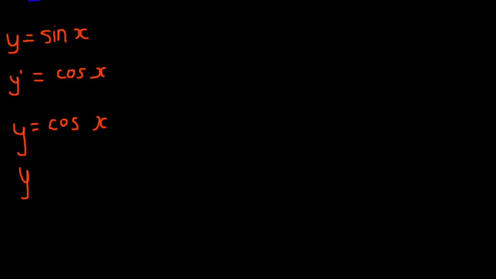Some other special cases that you might stumble across: maybe y equals sine x, and the derivative of this would be cos x. However, for y equals cos x, the derivative of this function would always be minus sine x. And yeah, that's generally it.